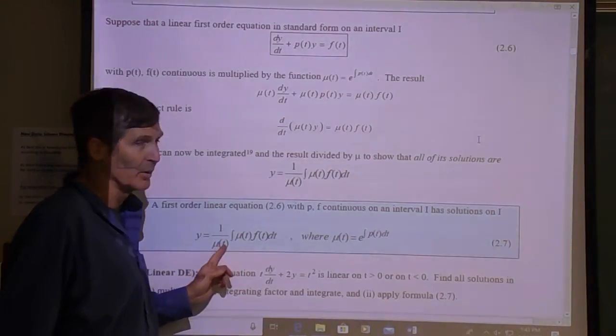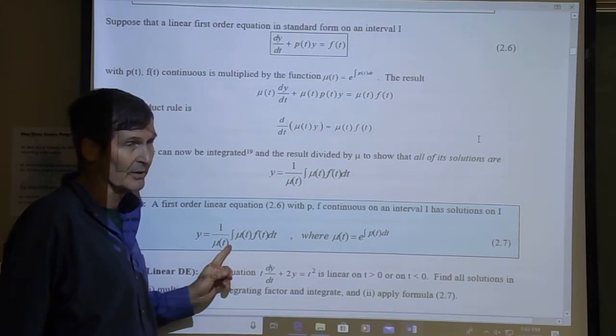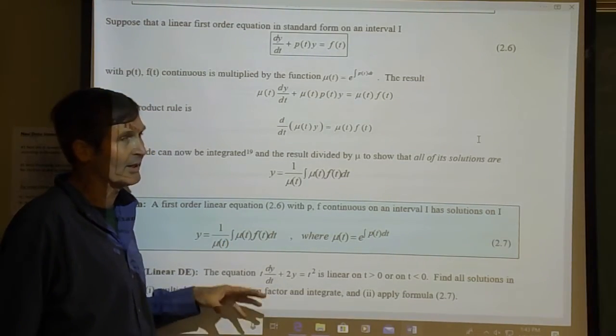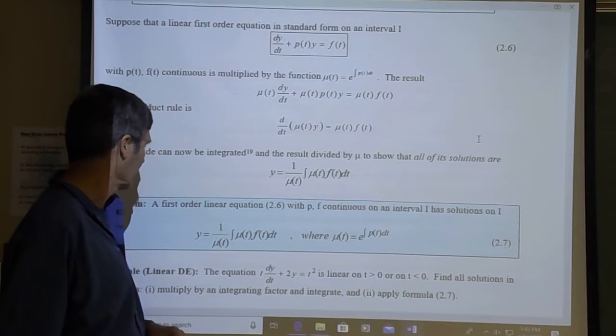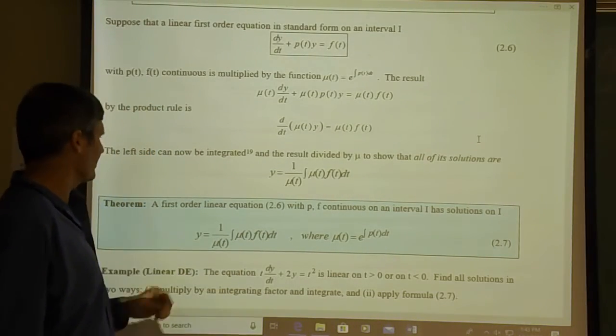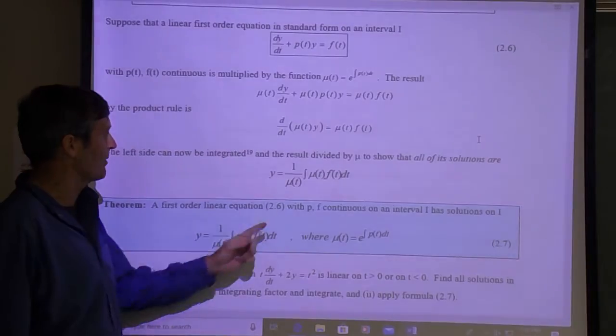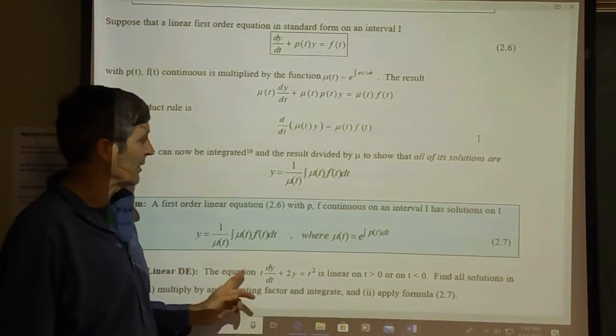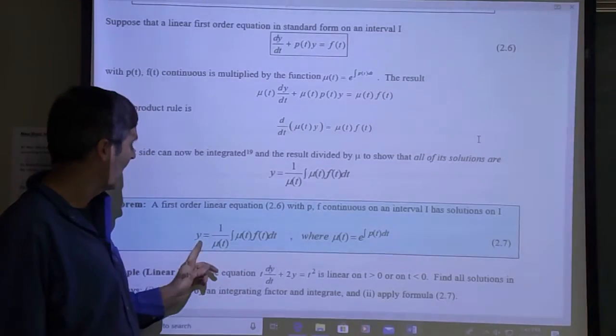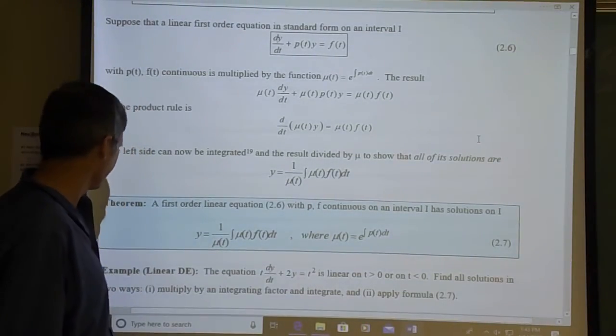And actually it's of more importance when people solve higher order differential equations. They often write them as first order systems, and the same theorem applies to solving the higher order equations. So here's the theorem we just proved. A first order linear equation, which I call 2.6 up here, with p and f continuous on an interval I, has solutions on I given by this formula.